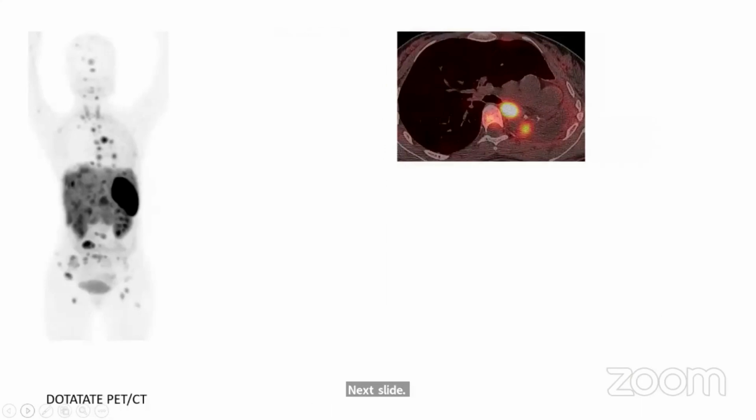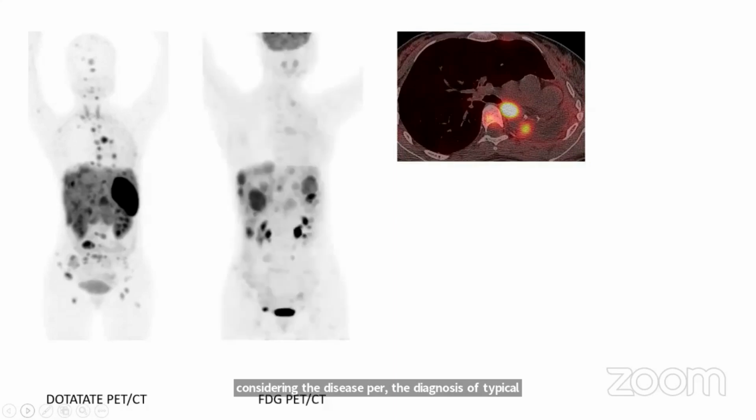Now, this patient was going to be referred for PRRT, but before going ahead with PRRT, we decided that considering the disease burden, the diagnosis of typical carcinoid really doesn't match. So let's do an FDG PET as well. So an FDG PET was added. And this is the FDG PET.